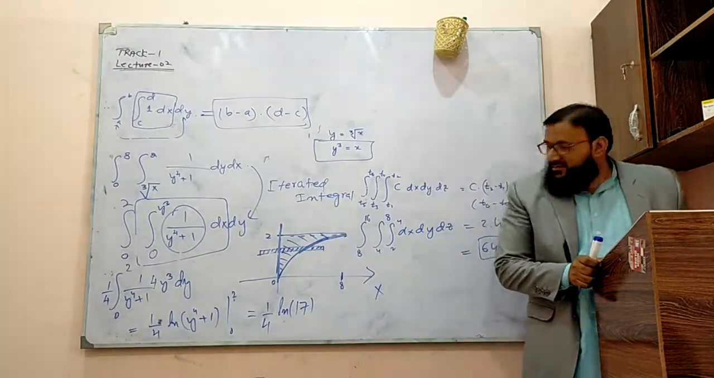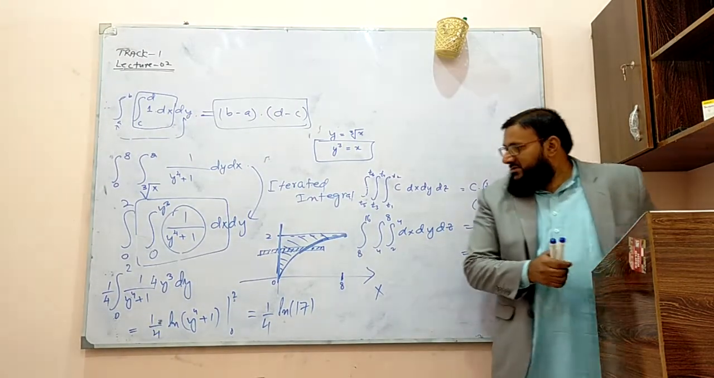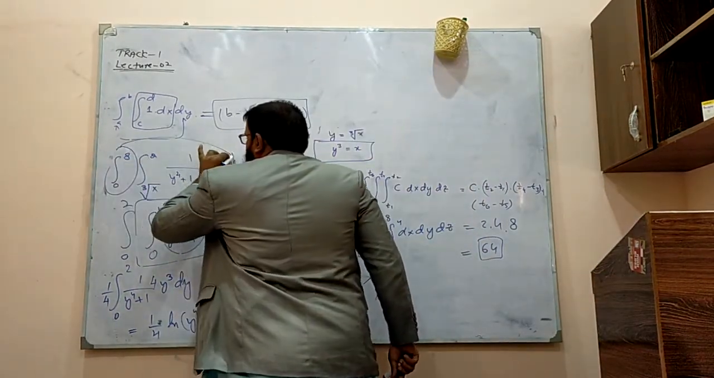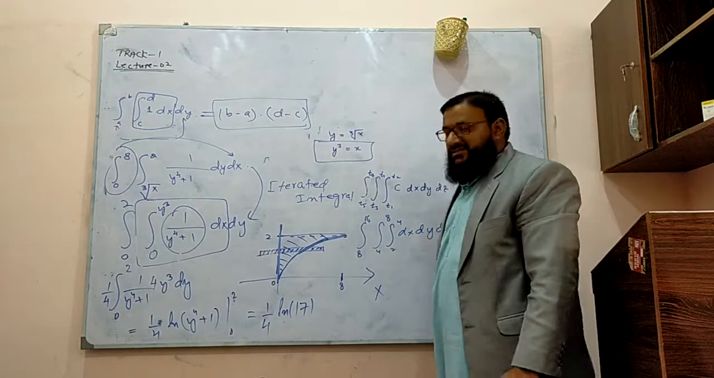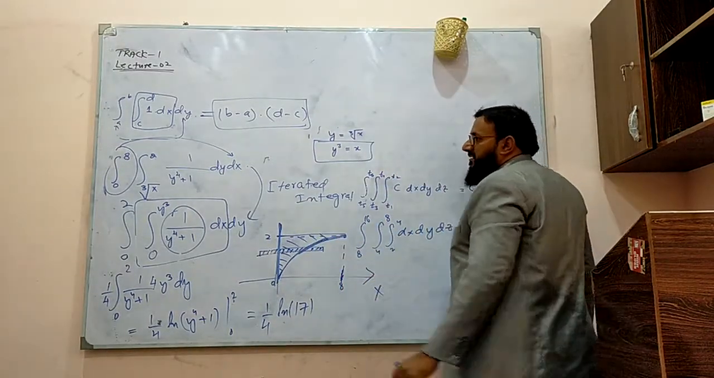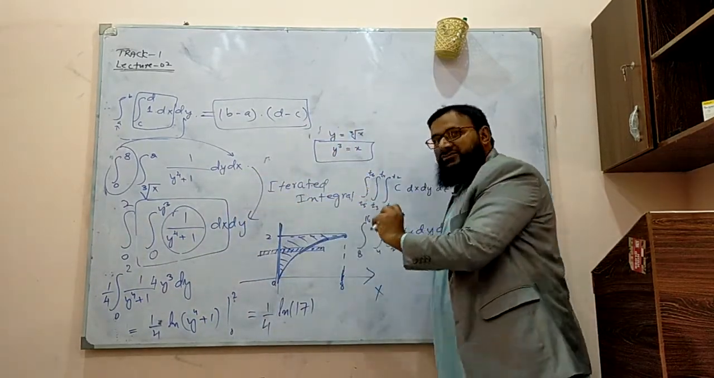The first thing is that this outside limit is for x. That gives you the minimum and maximum value. This is your minimum and this is your maximum. Now this inside limit is for y. That gives you the exact region.